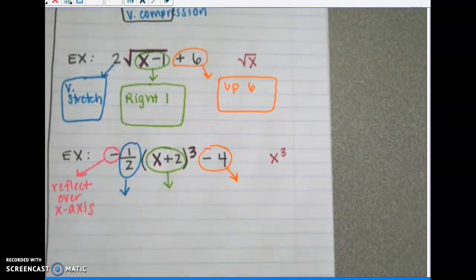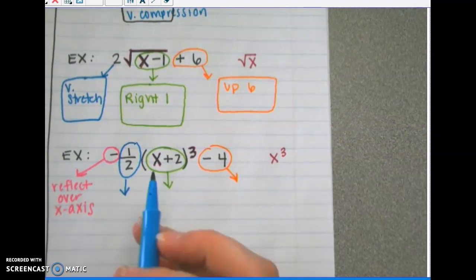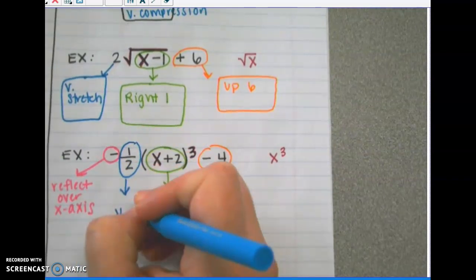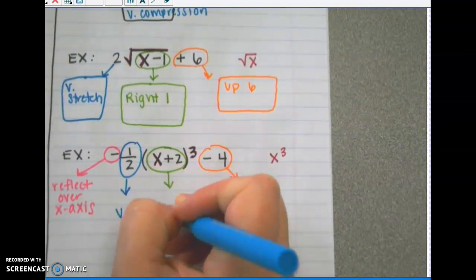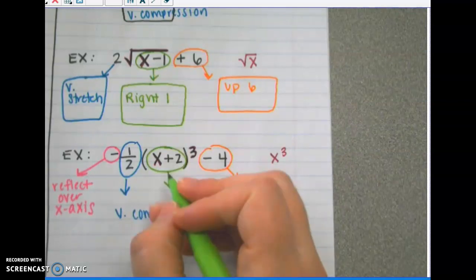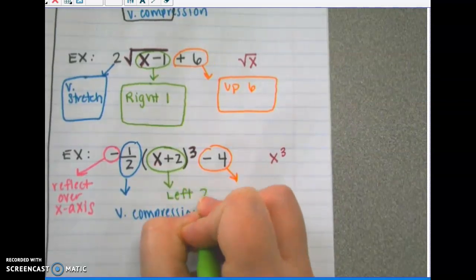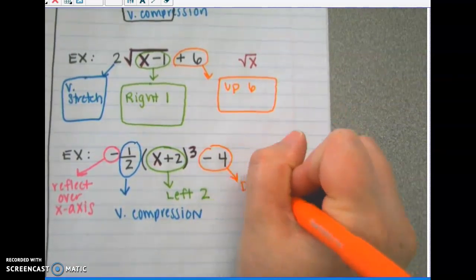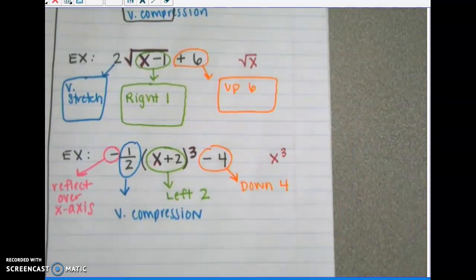So a negative out front will reflect it over the x-axis. 1/2 is smaller than 1. So this graph will appear wider than the original. It'll kind of look like if you took one of those hydraulic squishing machines, it made the graph go out because it was being squished. The +2 will move the graph left 2, and the -4 will shift the graph down 4.